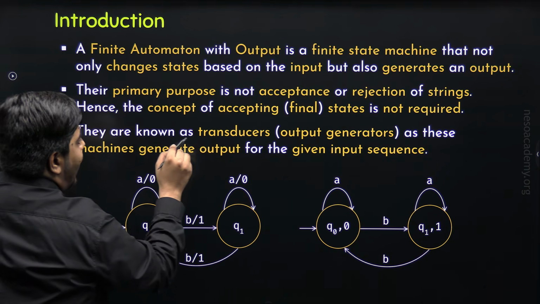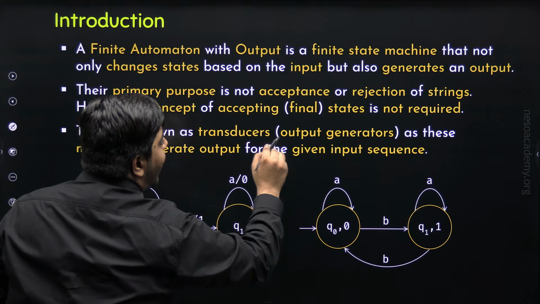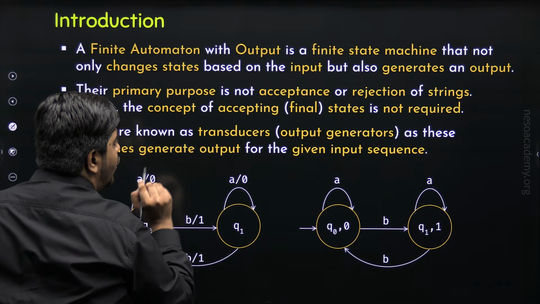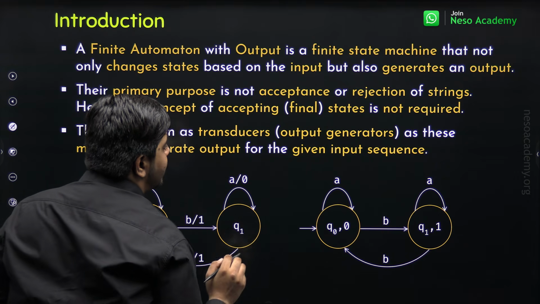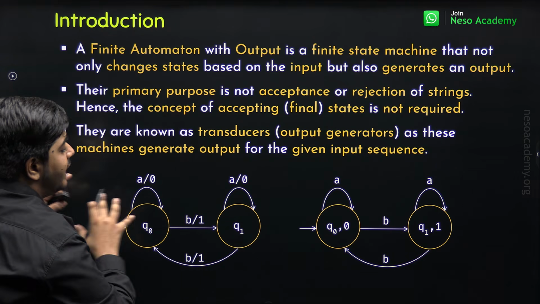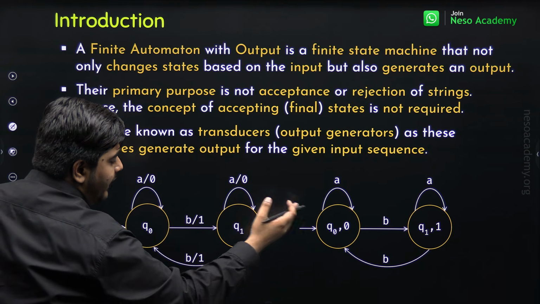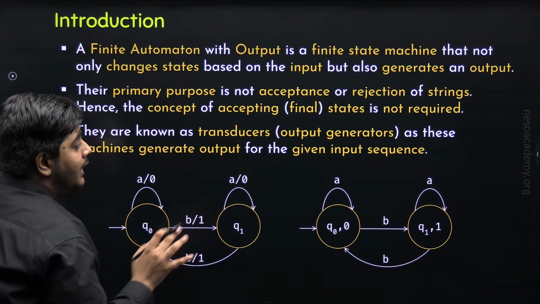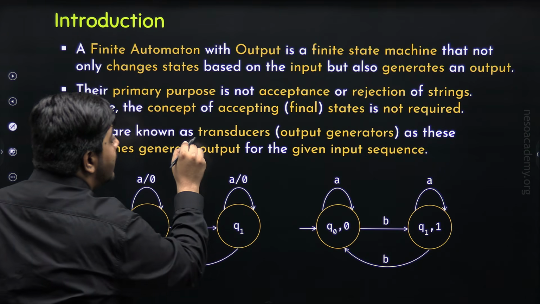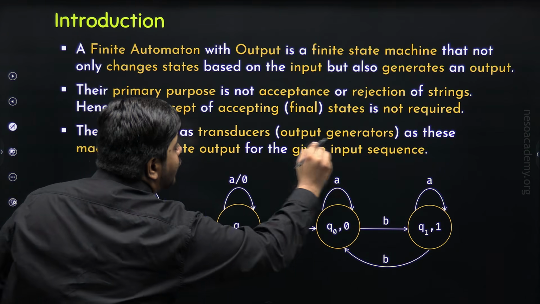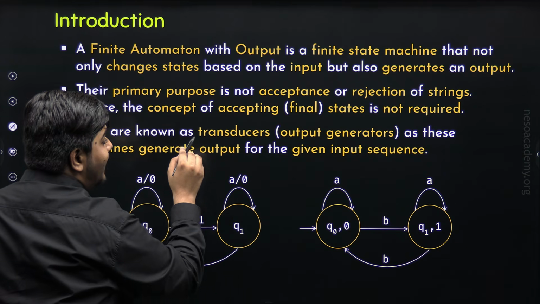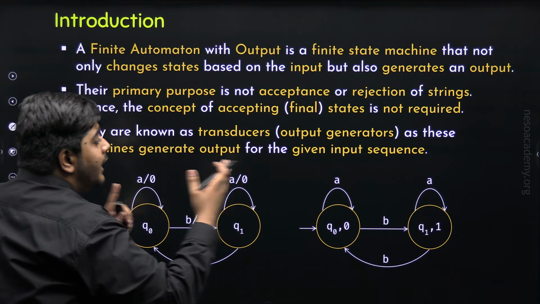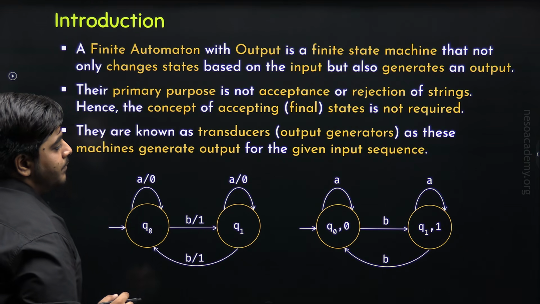They are known as transducers or output generators, as these machines generate output for the given input sequence. So whenever we give any input sequence to such automata, they will produce a corresponding output sequence. That is why they are called transducers or output generators, because they are able to transduce or translate the given input sequence into output sequence.